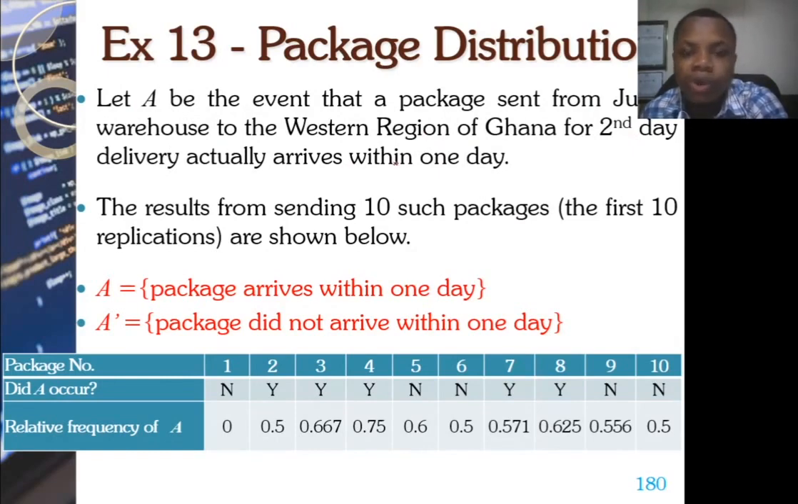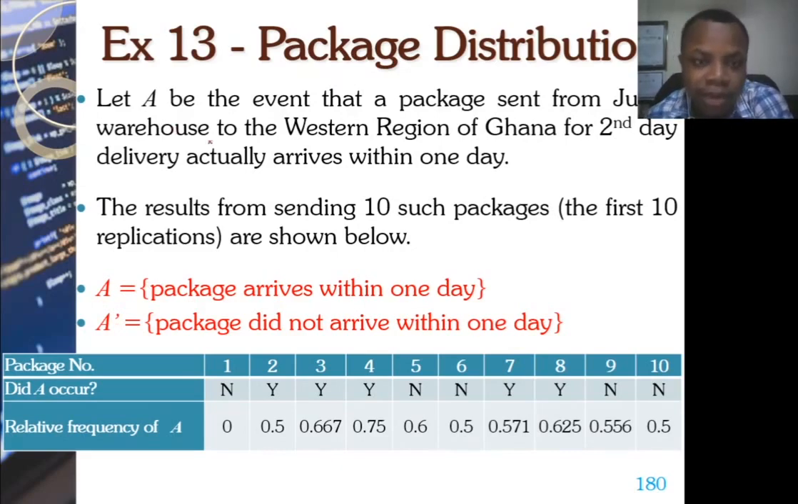So we are trying to say that A is an event such that a package which normally would take 2 days actually takes 1 day, or arrives within 1 day, in the Western region. Suppose they sent 10 packages, and the first 10 replications are shown in the table here. So we let A be the event where a package arrives within 1 day, and A complement be the event where a package did not arrive within a day.